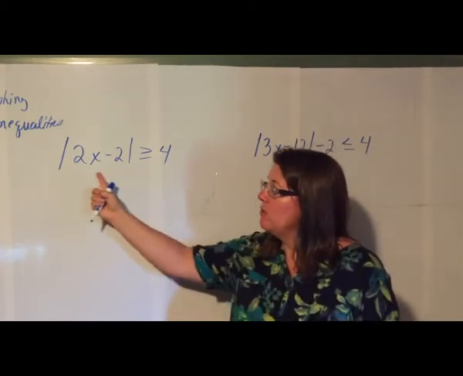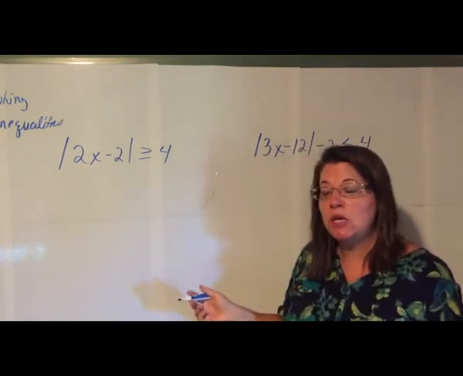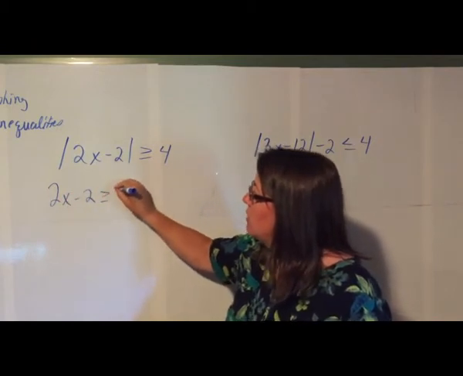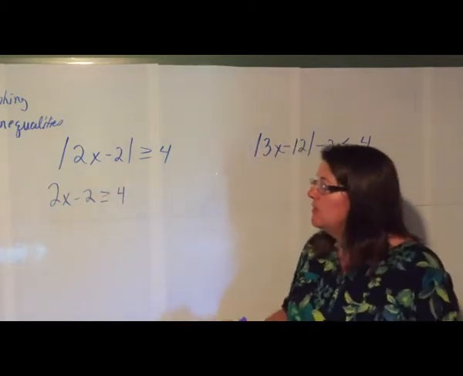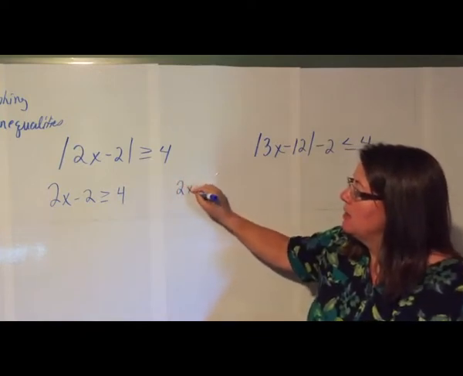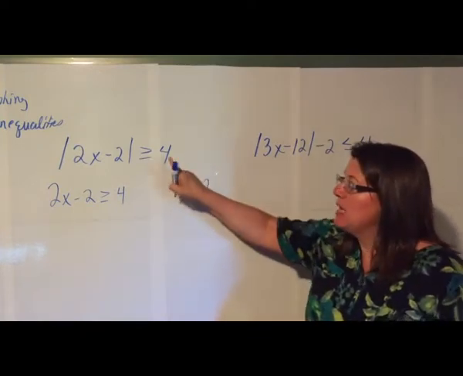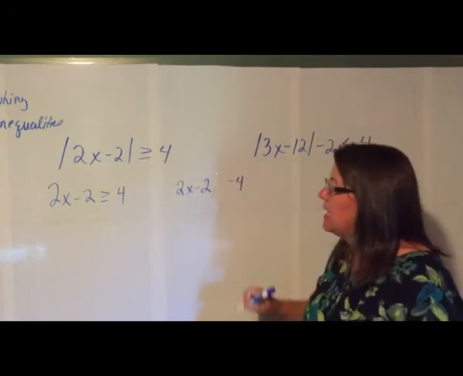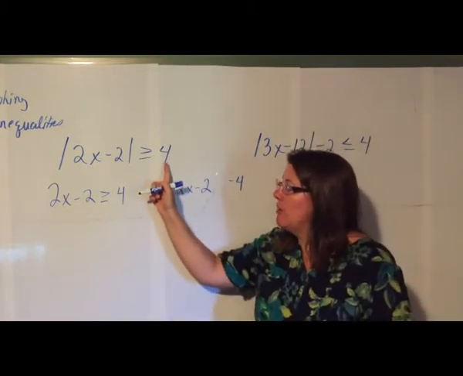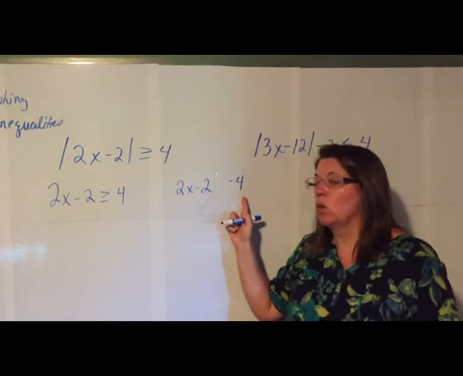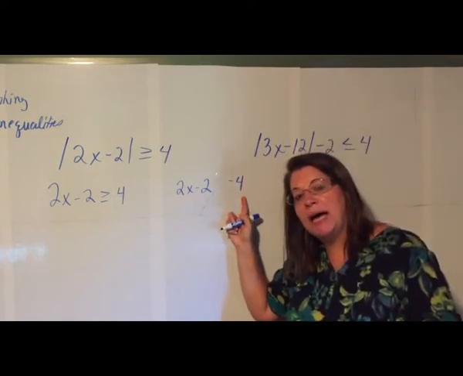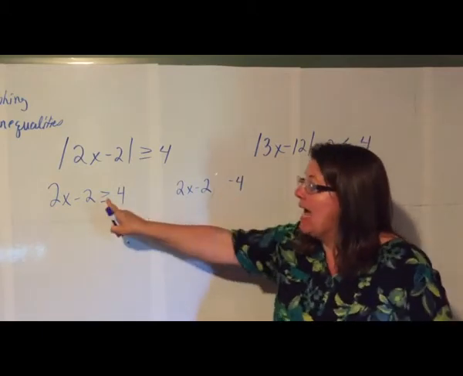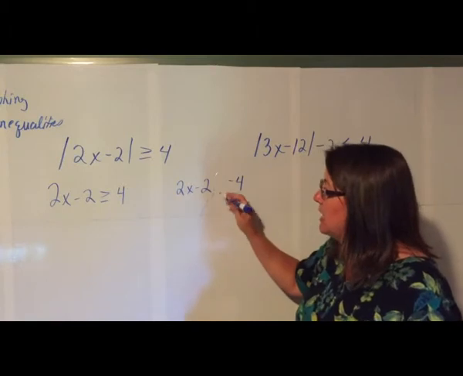So with this one, the absolute value is by itself. So I'm going to set up my two inequalities. I'm going to have 2x minus 2 is greater than or equal to 4. And then the second one is going to be 2x minus 2, and I have to make it negative 4. Now, think about what that does in an inequality. If I have changed a positive 4 to a negative 4, doesn't that mean I have multiplied by a negative, or I have divided by a negative? And if that's the case, I have to flip the second inequality around.